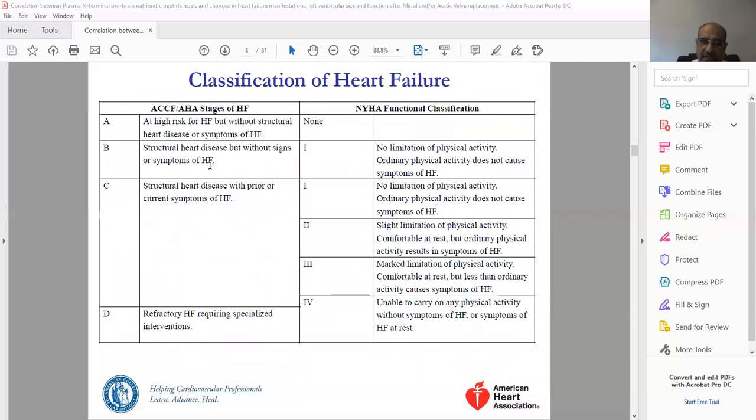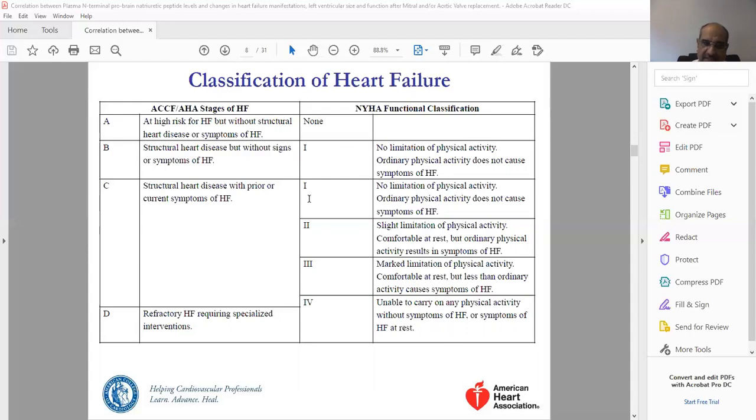If we combine the ACC/AHA staging of heart failure with the NYHA functional classification, we will know that patients with stage A are in the stage of risk factors. There are no symptoms or signs at all of heart failure. And stage B patients are in NYHA class 1, with no limitation of physical activity. There is only what we call asymptomatic LV dysfunction or asymptomatic structural changes in the heart.